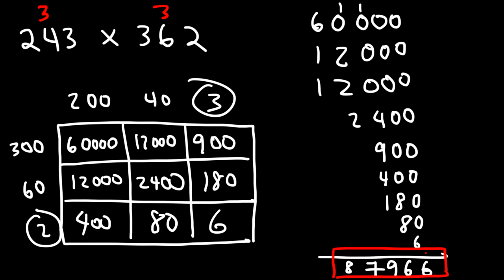So 243 times 362. Gives us that number. So that's the basic idea behind area multiplication.